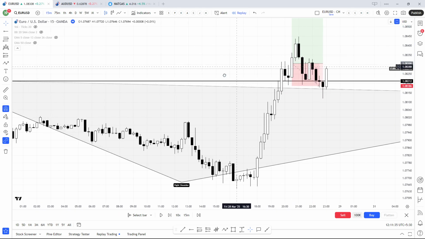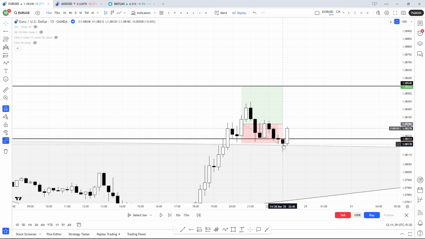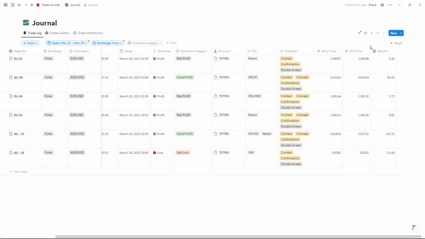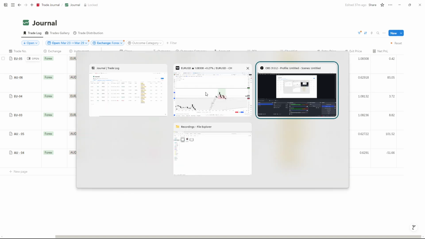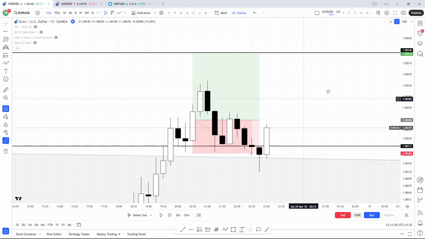I entered on a 1 is to 2 risk to reward ratio. If you observe, I got my entry, but then on the chart it shows I got stopped out here. But I booked my trade at break even. So I booked $0.42 of profit. Well, that is essentially nothing but break even.